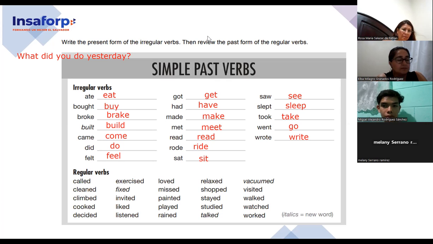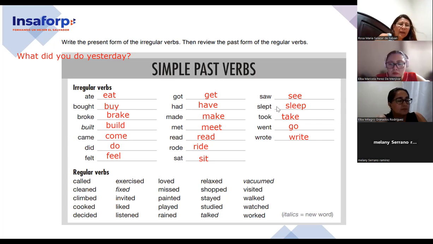What did you do yesterday? And in here, we are going to use the verbs, right? Yes. We're going to use the verbs. So, for example, Rosa, what did you do yesterday? I did... sería, ¿verdad? No, I'm sorry. You need to tell me the actions, the activities you did.